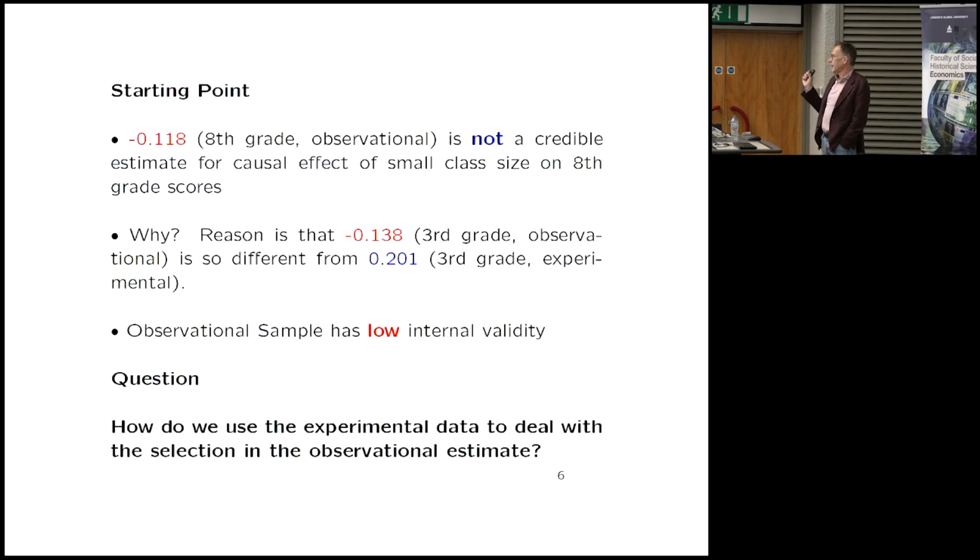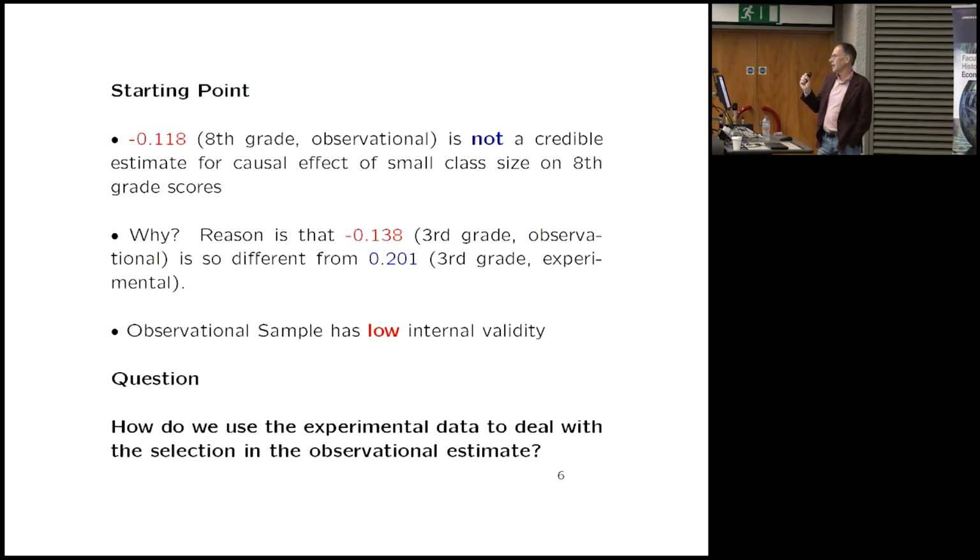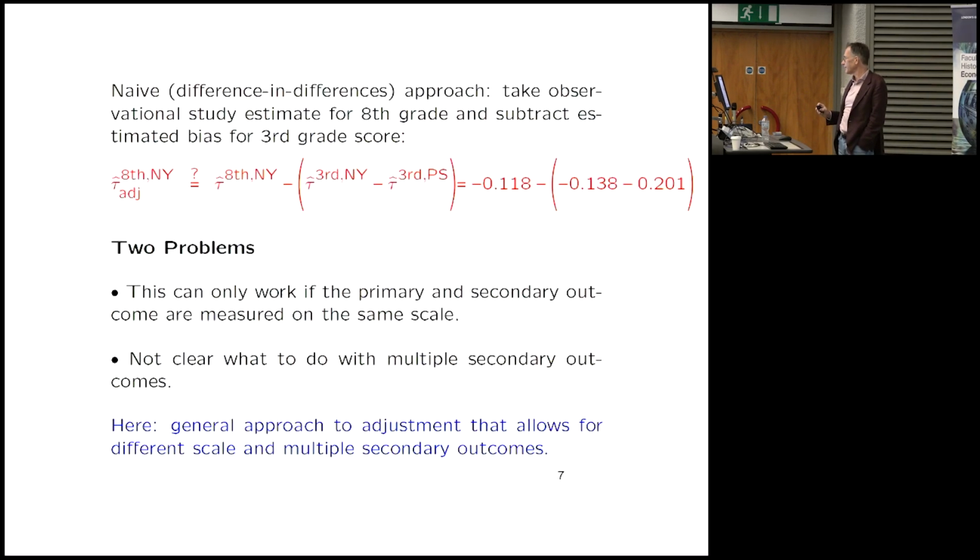And so, again, to summarize what I've said so far, I'm stating that the 8th grade result for the observational data, the minus 0.118, is not a credible estimate for the causal effect of class size on the 8th grade test scores, because we see that difference in the 3rd grade scores. And so we're going to interpret that as the selection problem for the observational data.